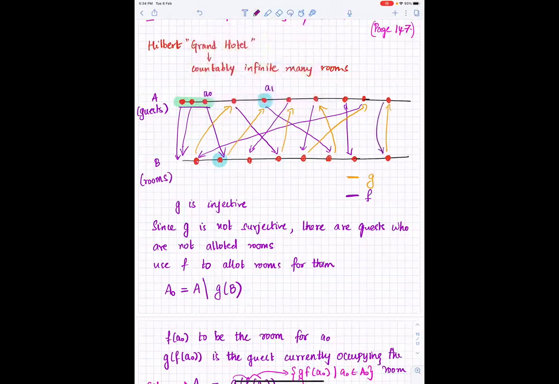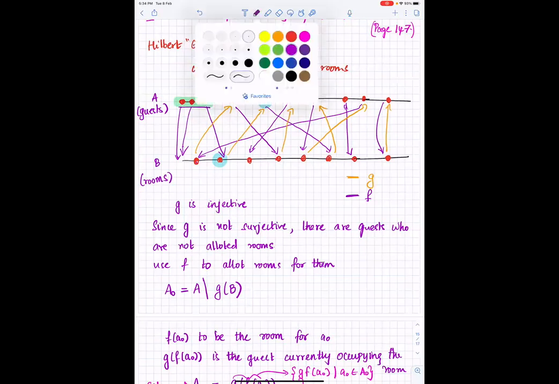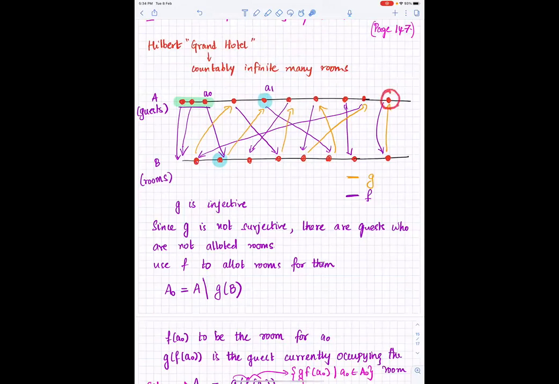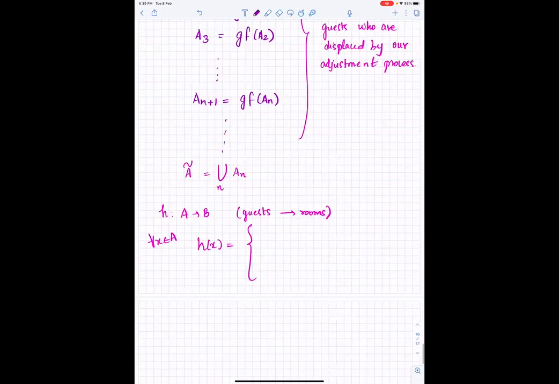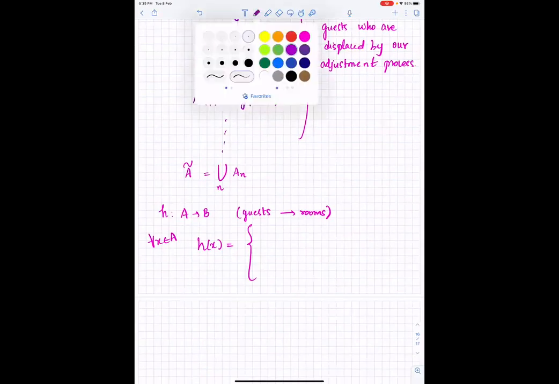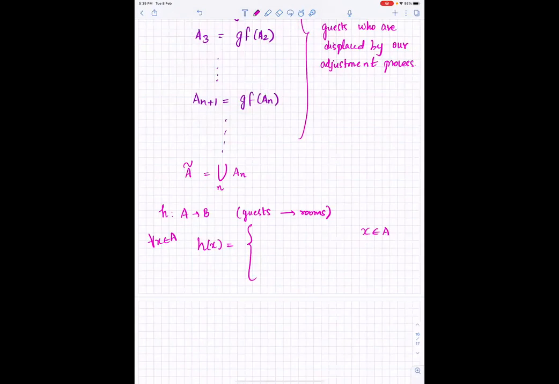If this is the case, G assigned this room to this guest, and F incidentally also assigned the same thing, because in some cases this could happen. So this person will never be displaced. You look at who this room is occupying and what room he is assigned, and it's correct. You don't have to do anything. So there are some guests who are displaced and some who are not displaced. Based on that, we define the function. Your x might be in A tilde, or it might not be.